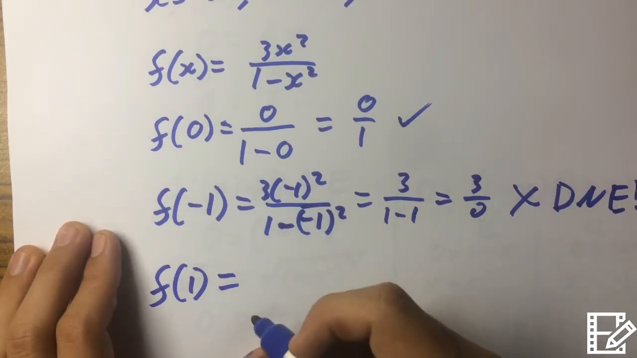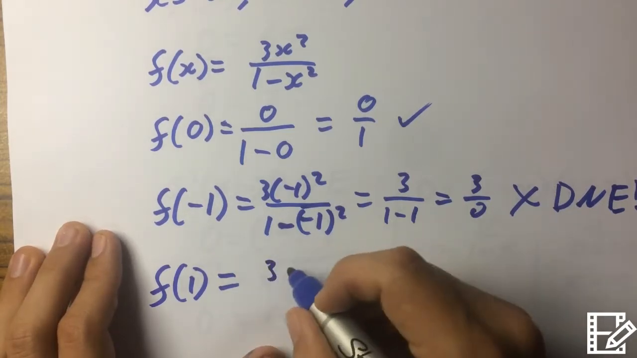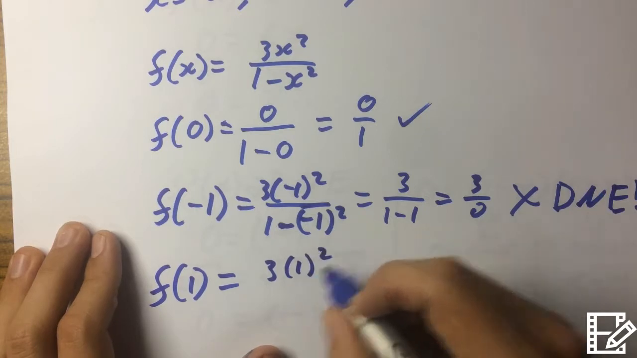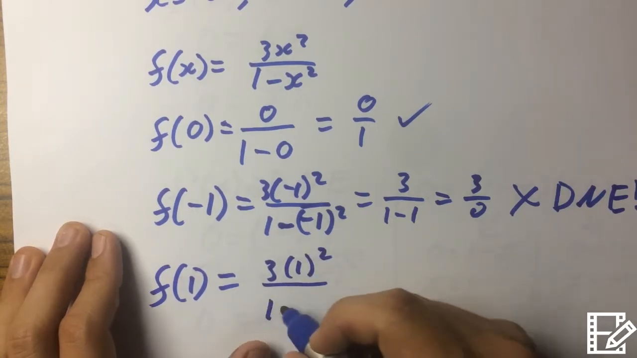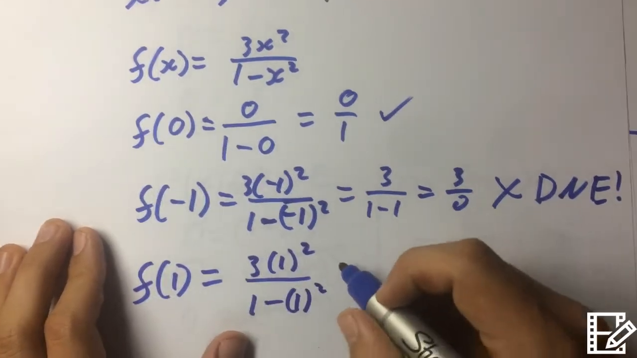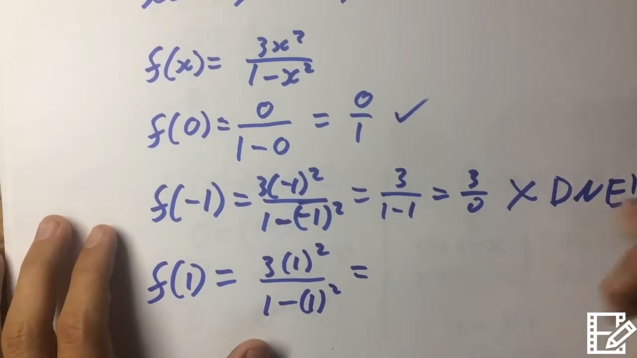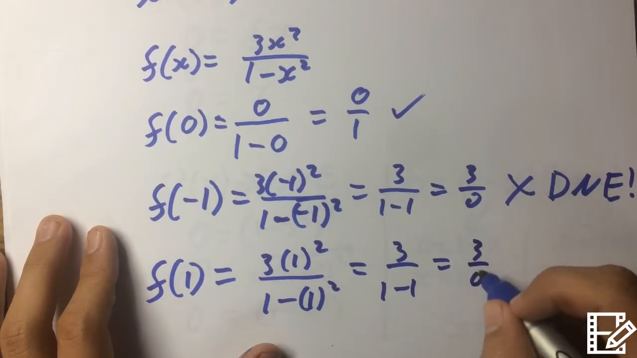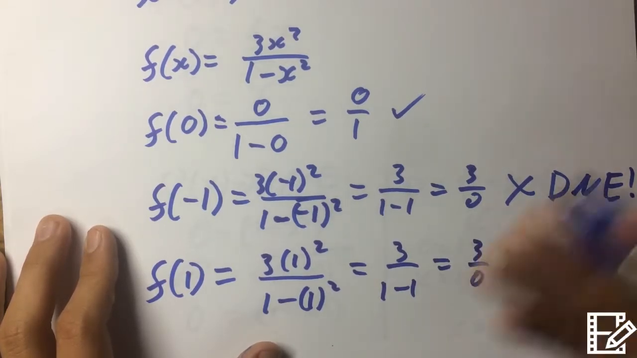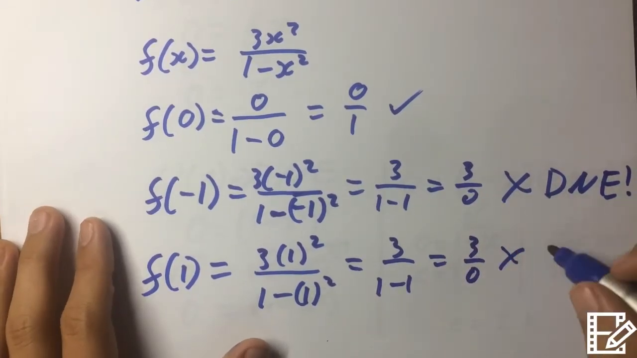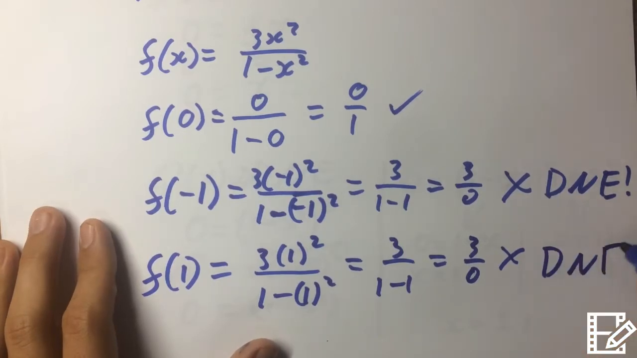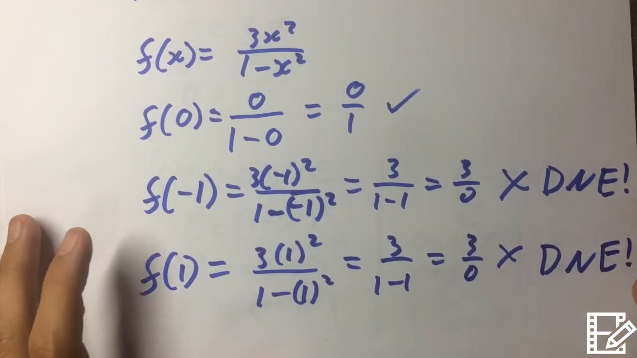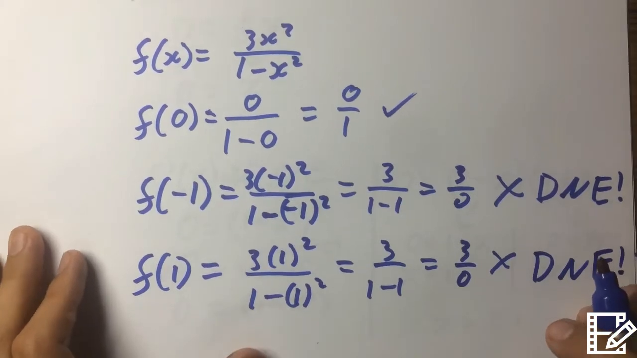So here we have just 1, so it's 3 times 1 squared all over 1 take 1 squared, which is going to be the same thing. It's going to be 3 over 1 take 1, which is 3 over 0. It's the correct answer, but it doesn't exist because it's not defined within the domain.